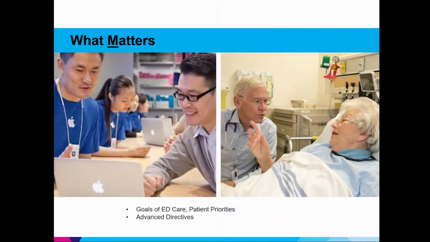What matters? I think in this day and age, especially in the United States, where we're so much about service, we've got Apple service and the ability. Why can't we deliver that type of service when we're talking to our patients in the emergency department? What matters includes goals of care, goals of the emergency department care. Why did the patient come to the ED?